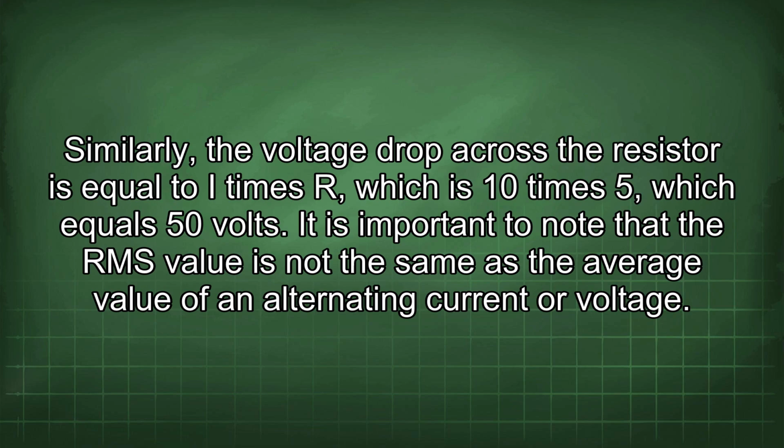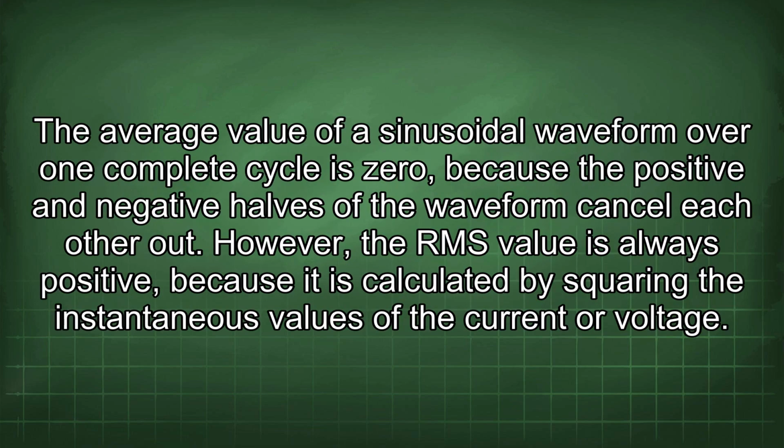It is important to note that the RMS value is not the same as the average value of an alternating current or voltage. The average value of a sinusoidal waveform over one complete cycle is 0 because the positive and negative halves of the waveform cancel each other out. However, the RMS value is always positive because it is calculated by squaring the instantaneous values of the current or voltage.